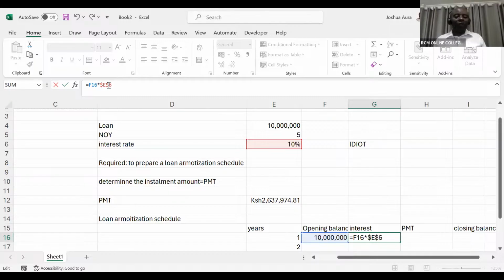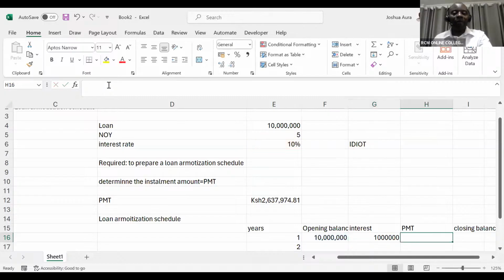Anything that never changes in Excel will always, ladies and gentlemen, be fixed. Some of you to fix, you must press F4. You must press function, FN, with F4 together. And then you go to tab.